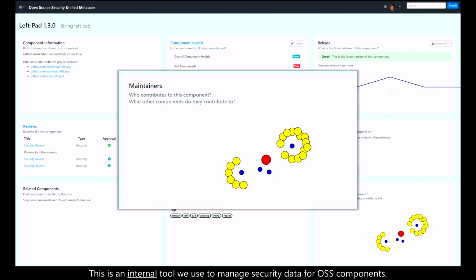We look at things like maintainers. Although you can't see the lines on that, the red dot in the middle is left pad itself. The blue ones are connected to the red, and those are the maintainers. And the yellow ones are other packages that those maintainers have contributed to. So this is an emerging idea that we're looking at to see, can we infer software quality through what a maintainer graph looks like? Is there a healthy maintainer graph? Is there an unhealthy maintainer graph?